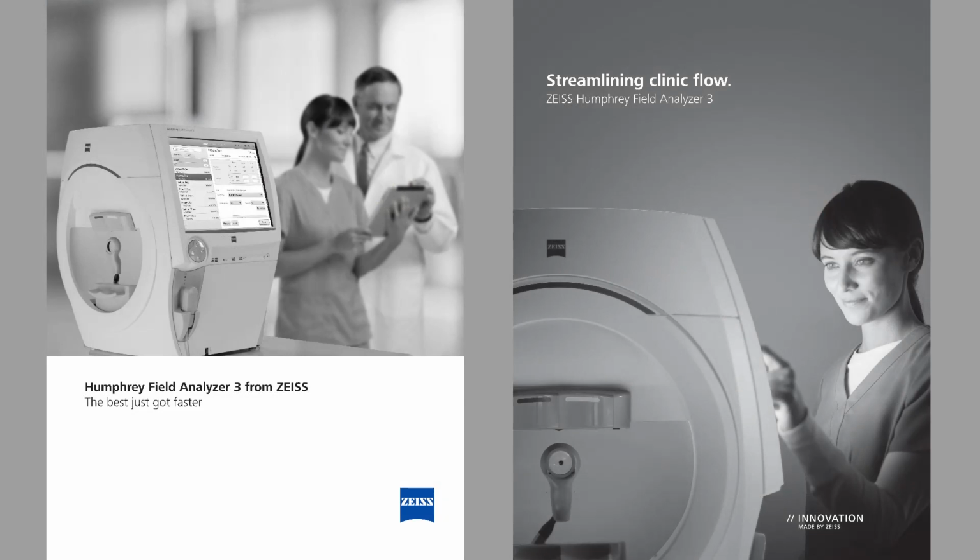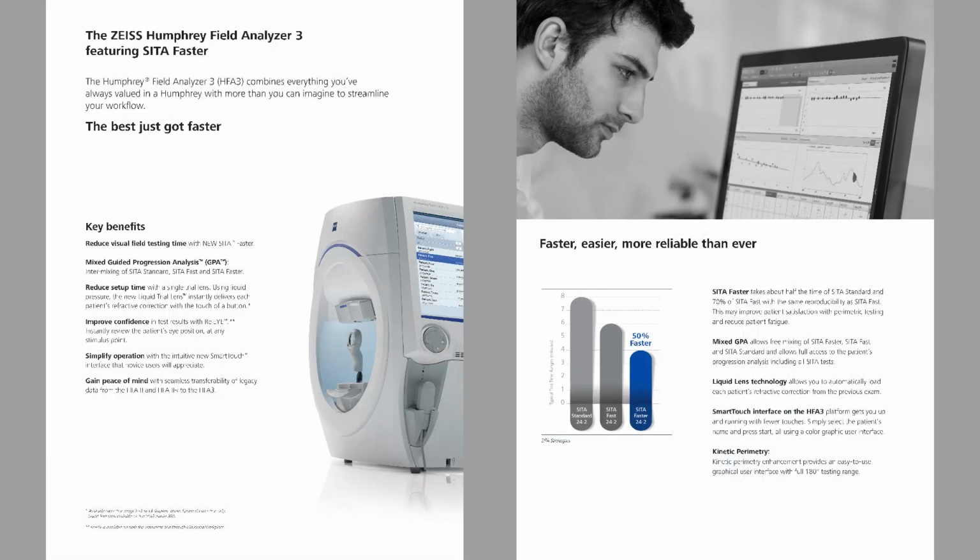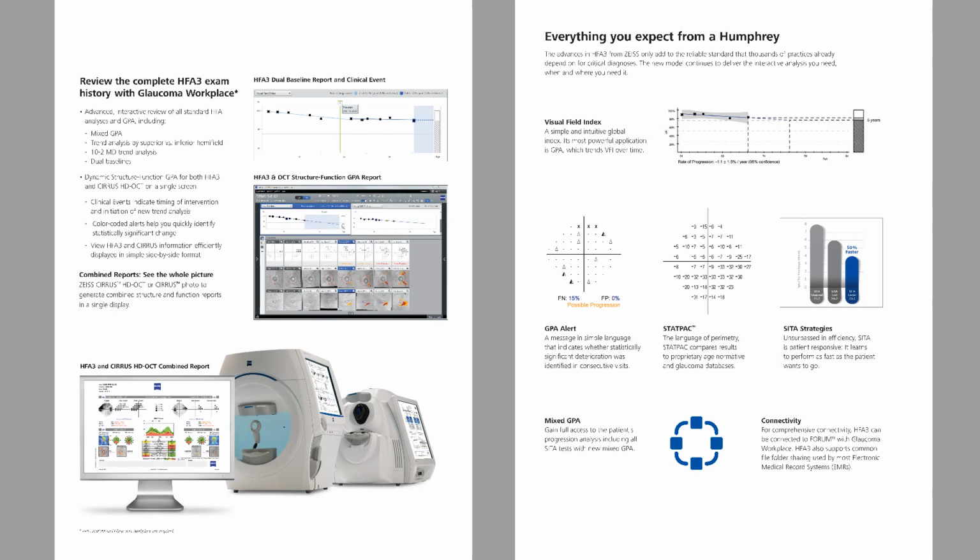Perimetry, so they have the HFA3. This is something that I guess every office should use or could use. The latest version of the Humphrey Field Analyzer, and they talk about its new features, including SITA Faster, which is this new feature that they keep talking about. I guess the whole idea is you want to be able to do perimetry as fast as you can. This is what I'm getting from all their materials, and that this unit will allow you to do it as quickly as possible, and again, as simply as possible, which is another important thing. And so they go on about that.